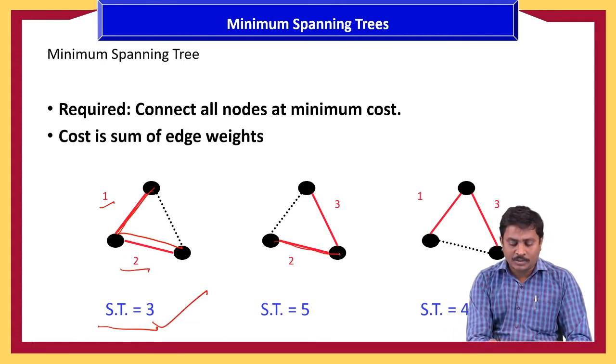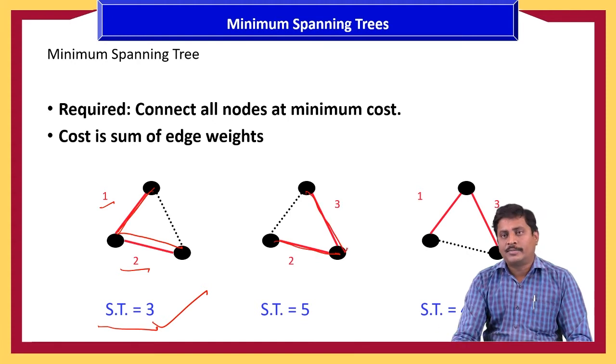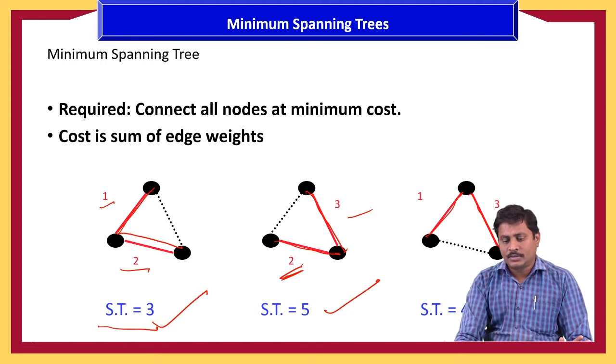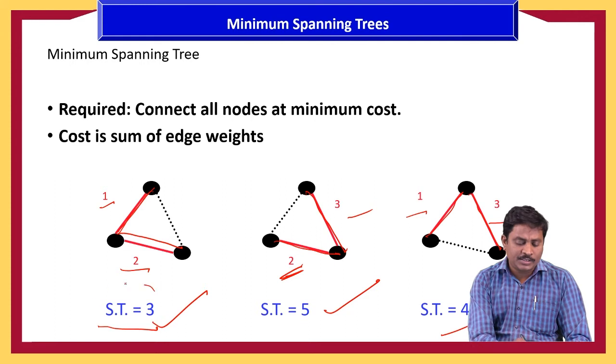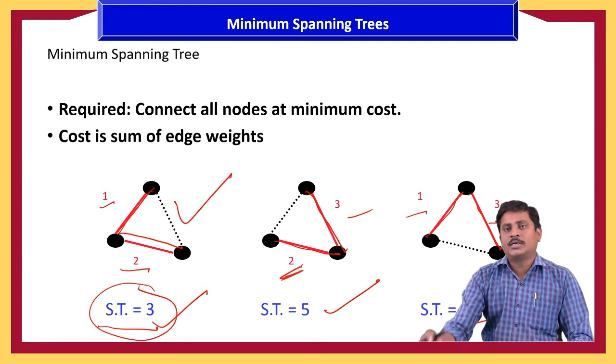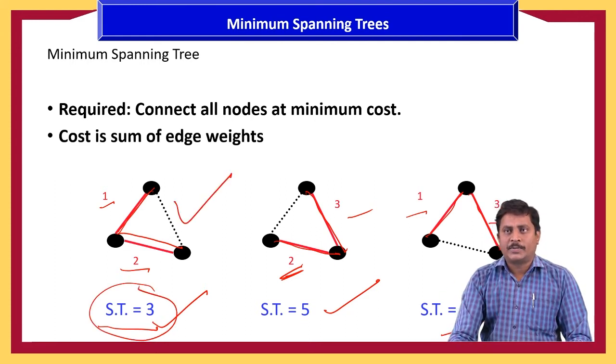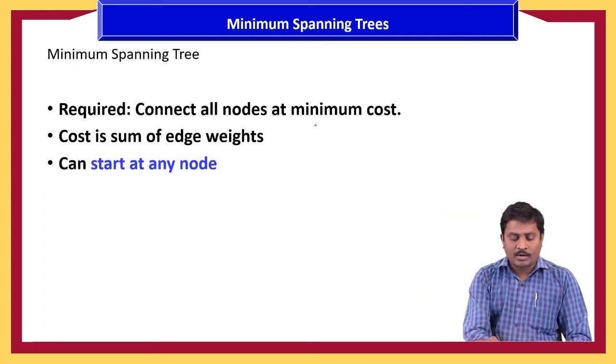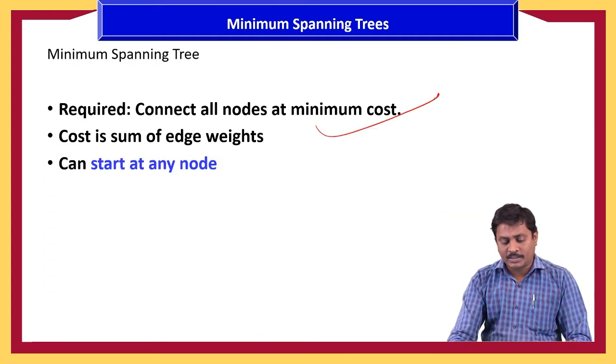Suppose you draw the spanning tree of the graph like this: the cost value is 2 plus 3, 5. Suppose for that same graph you draw the spanning tree like this. Here the cost value is 1 plus 3, which is 4. Among these, the minimum cost value is this one. So this tree is called a minimum cost spanning tree, or minimum spanning tree. It must connect all nodes at minimum cost.